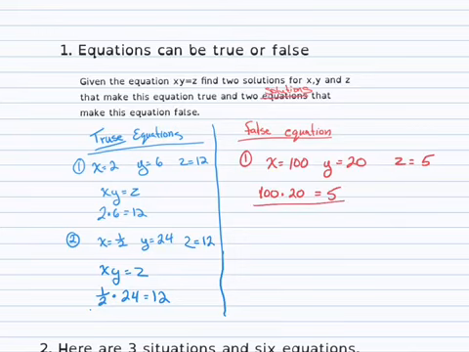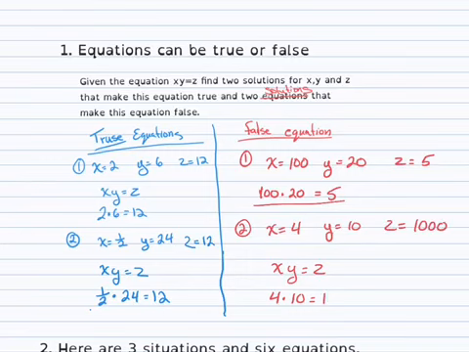Another example of a false equation would be if x was equal to 4 and y was equal to 10. So we had the equation xy is equal to z. We would have 4 times 10, and something that z could not be equal to then would be 1,000. So this would be a false equation.